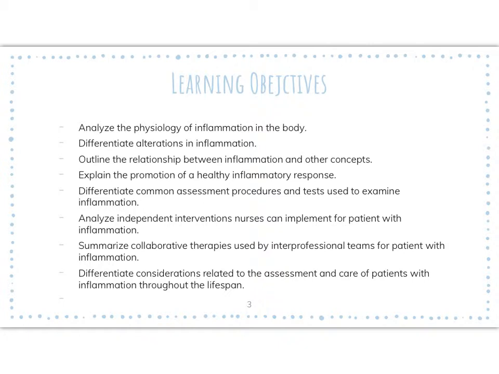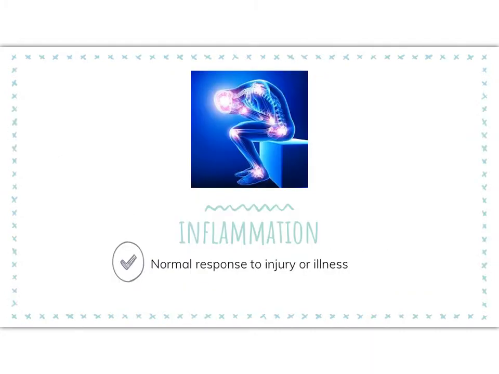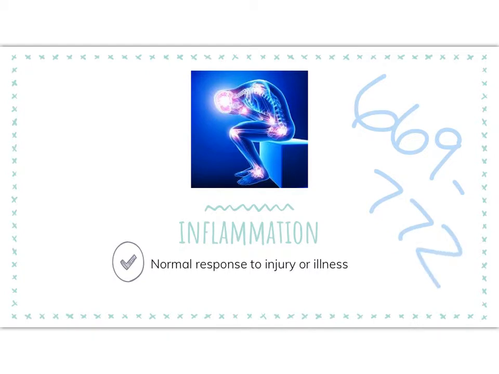These are the learning objectives for the concept of inflammation. Be sure that you read through these prior to studying, and then make sure that you review them prior to the next exam. Make sure that you review the anatomy and physiology. That would be on page 669 to 772.